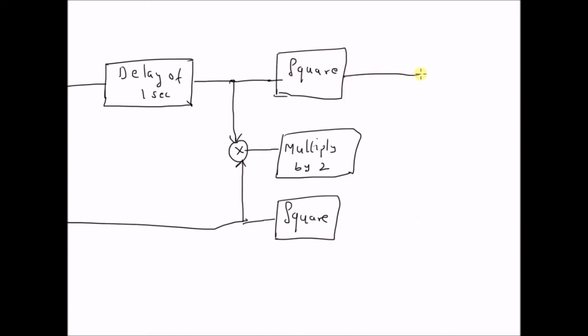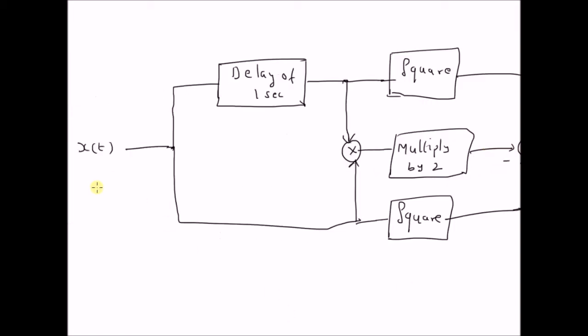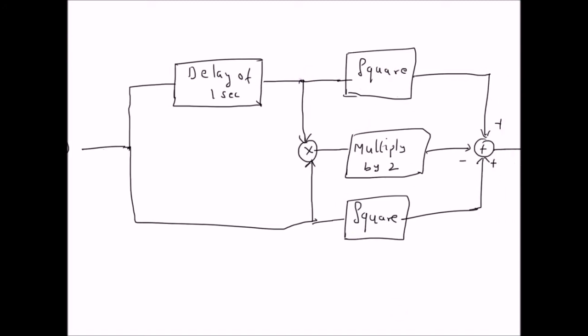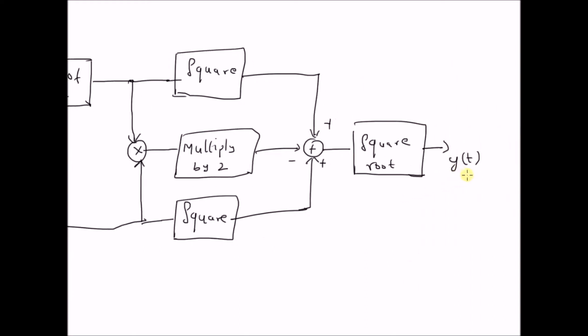Then we basically add these three outputs. That is, add the squares and subtract the 2 times the product of the outputs here. So the final output is determined by finding the square root of this sum. So this is our y of t. So the input goes through several blocks and the transformed outputs are finally combined, and then a square root is taken to determine the final output.